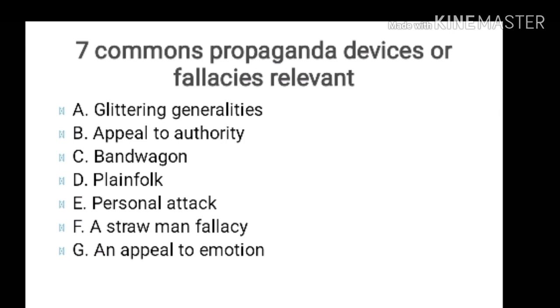However, the person's authority is questionable. He or she is not qualified to be an authority on the subject in question. The third, bandwagon. Bandwagon is an error in reasoning where the author claims that everyone's doing this, so you ought to as well.